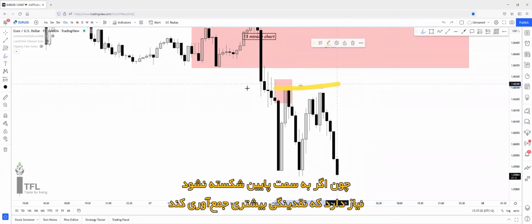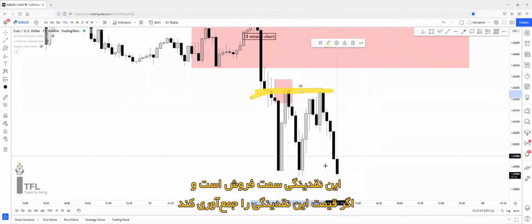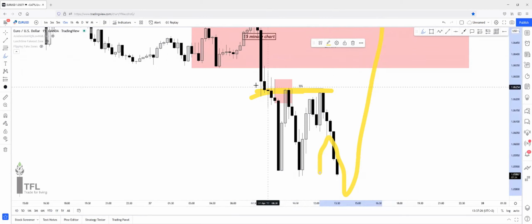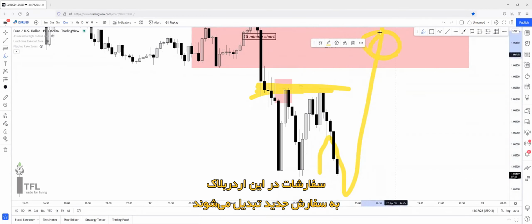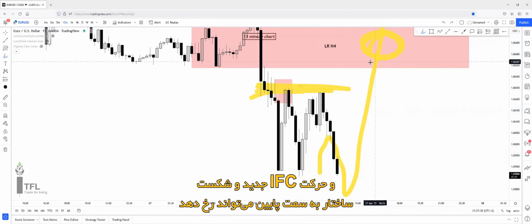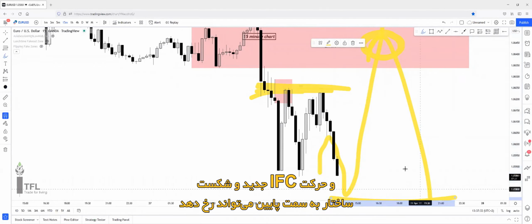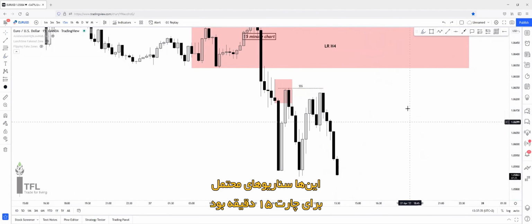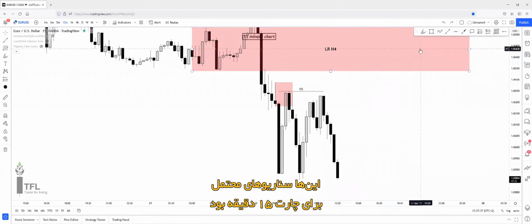It has to collect more sell-side liquidity. This is the sell-side liquidity, and if price collects the sell-side liquidity, all of the orders will be converted into new orders right here at this order block, and a new inefficient push can happen to the downside with the break of structure. So these are the possible scenarios for the 15-minute chart.